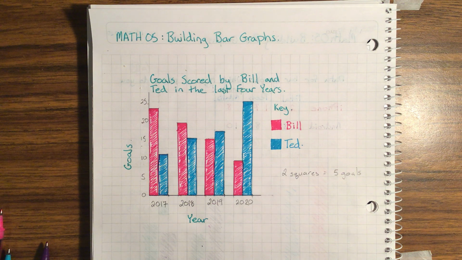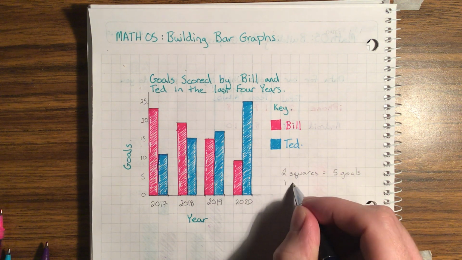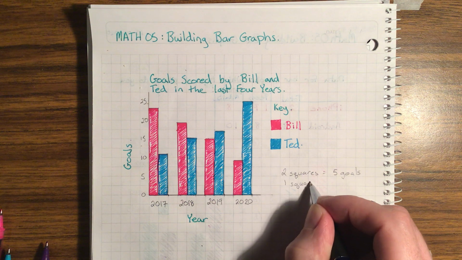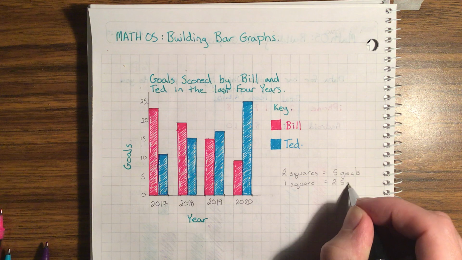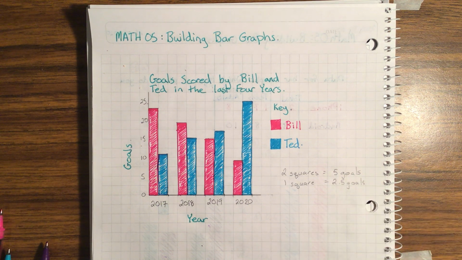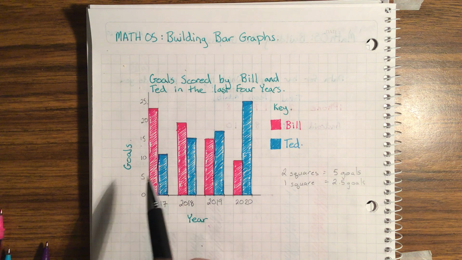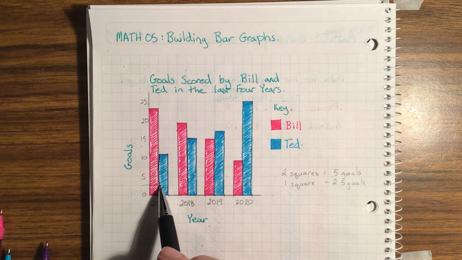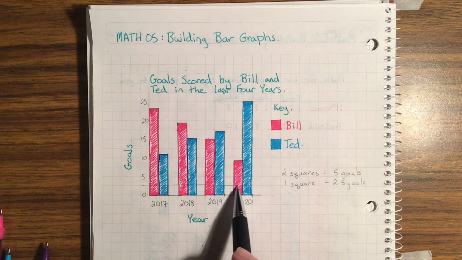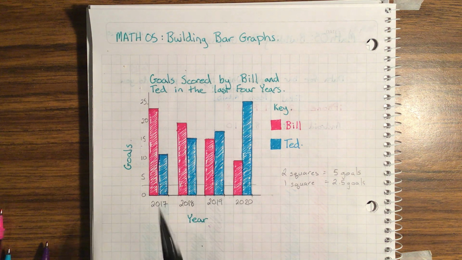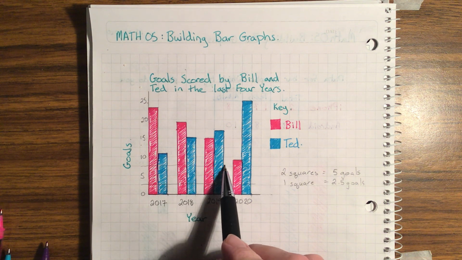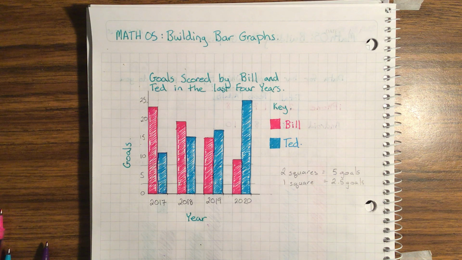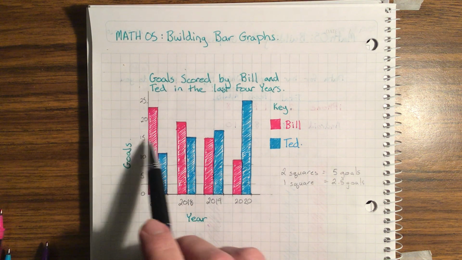Now this scale, it's a little bit strange because if 2 squares is 5 goals, then how much would 1 square be? It'd be 2.5 goals. And you can't score 2.5 goals in any sport that I know of, so nothing can be along this 2.5 goal line. Nor can it be along this one, which would be 7.5. So nothing can line up right along those lines. But it can line up on the 10 or on the 15.